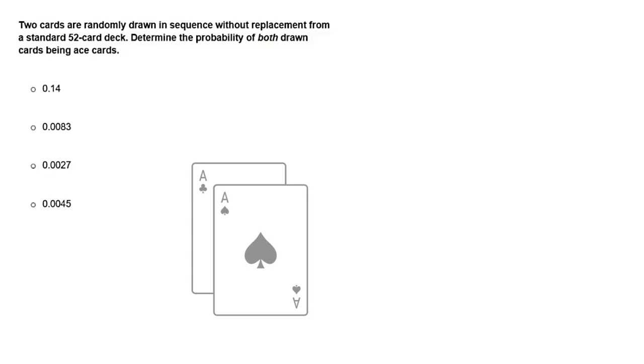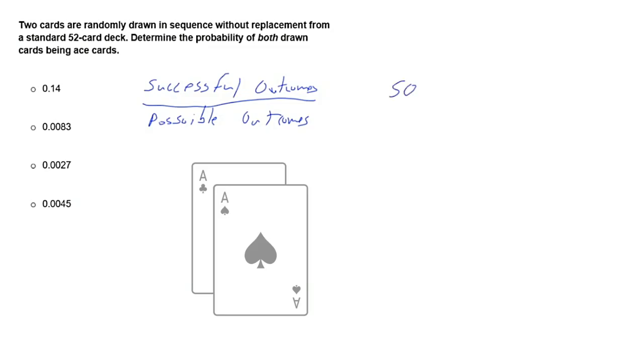replacing, so our numbers are going to change a little bit. So we know in order to solve probability problems, we need successful outcomes divided by possible outcomes. But because we're drawing 2 different cards, what we'll be doing is taking successful outcomes 1 over possible outcomes 1 times successful outcomes 2 over possible outcomes 2, because those numbers are going to change. Let's talk about why.